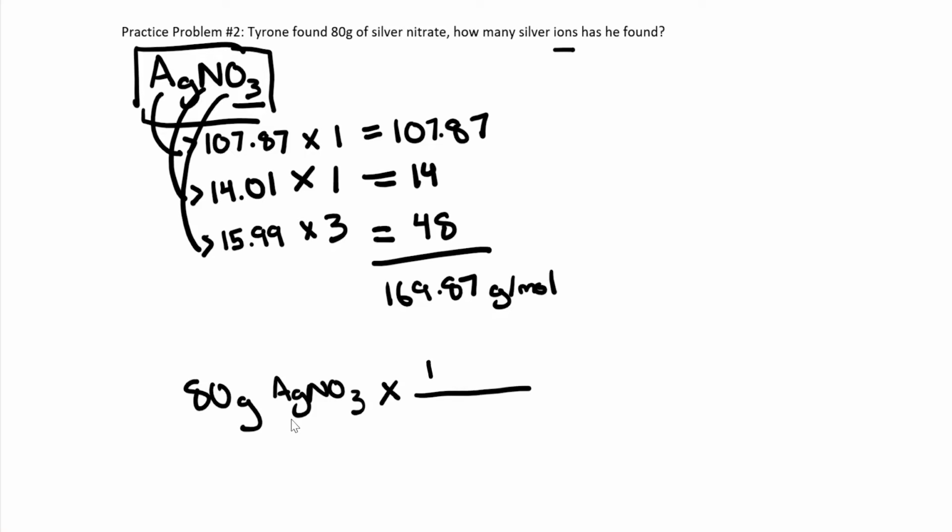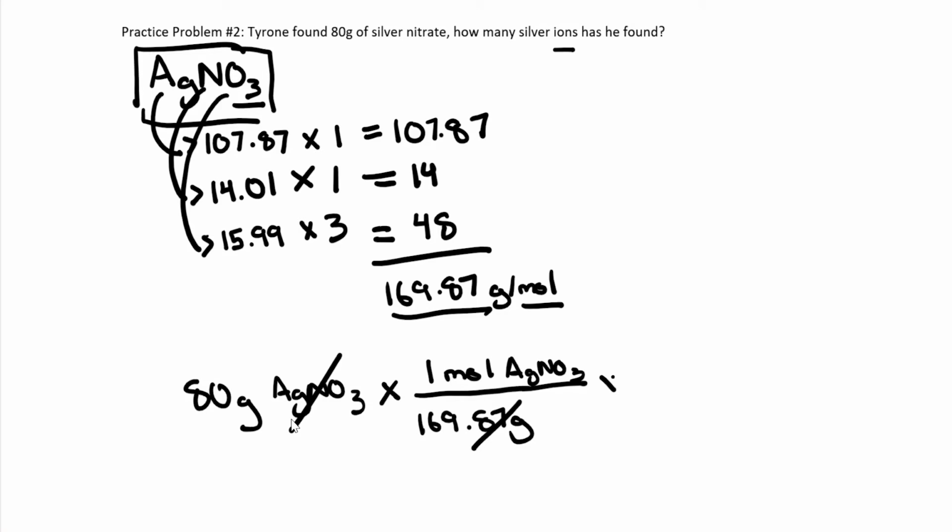So for every 1 mole is 169.87 grams. So for 1 mole of silver nitrate, you need 169.87 grams of silver nitrate. So the units grams silver nitrate will cancel out over here. That leaves you now with your answer in terms of moles of silver nitrate.